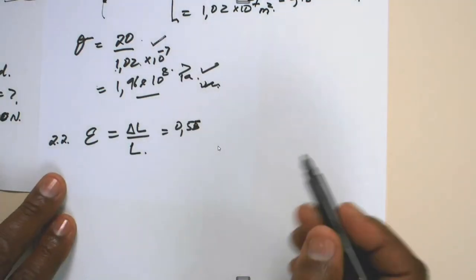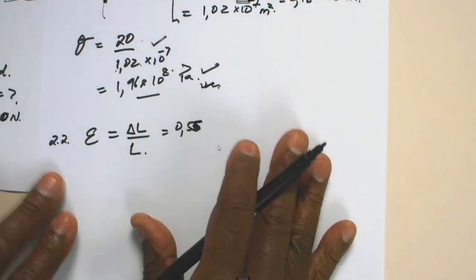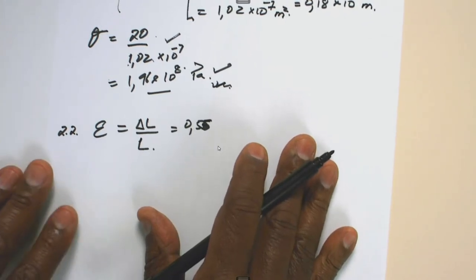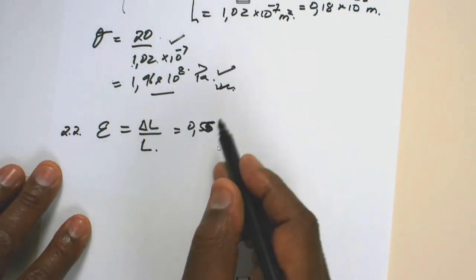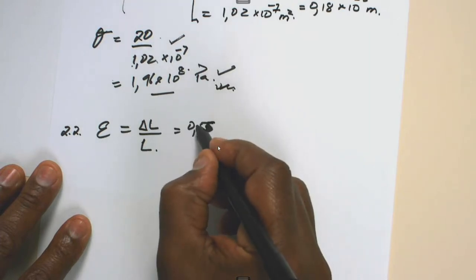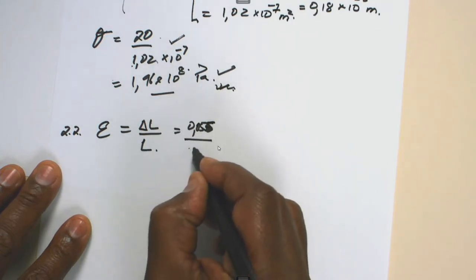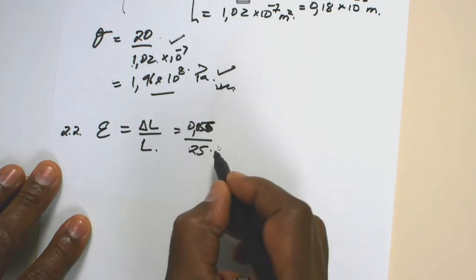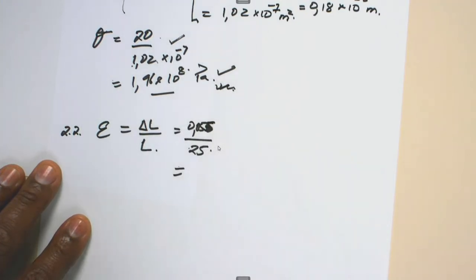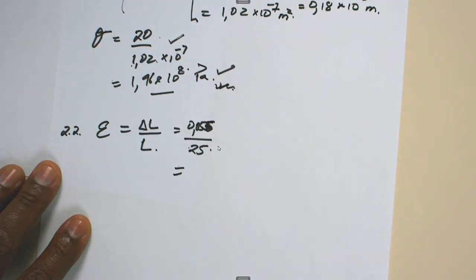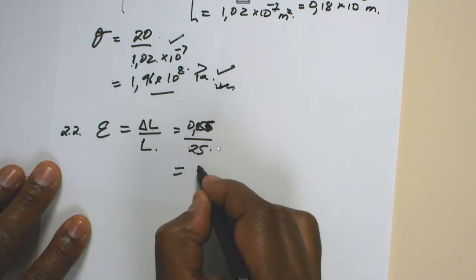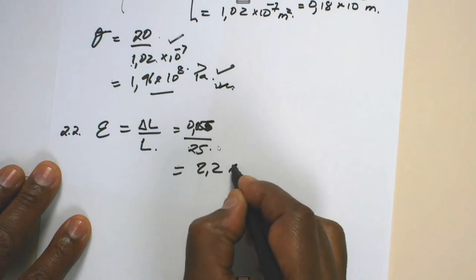Now I'm writing outside the camera because I'm trying to fit it in. So it's 0.055 divided by the original length, which is 25. Then you can work out the answer there. This gives me 2.2 times 10 to the power minus 3.